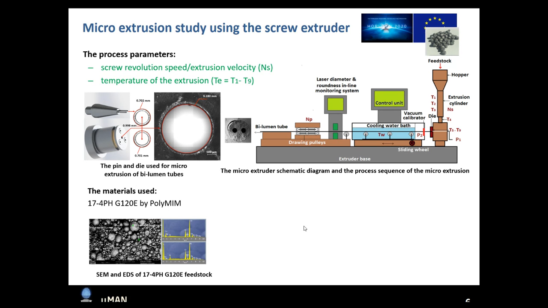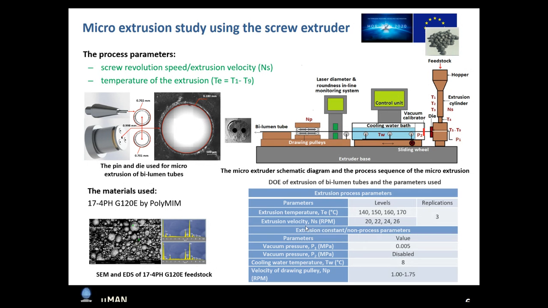The material that we used is 17 PHG 120E polyamide. And these are the extrusion parameters that we use. We have used 4 levels of temperature, 4 levels of RPM, and 4 levels of extrusion velocity, for 3 replications. So 48 experiments are conducted by extruding a bi-lumen tube of length 400 millimeter.